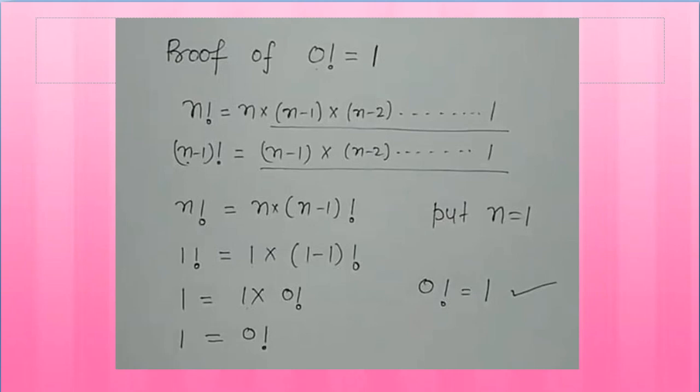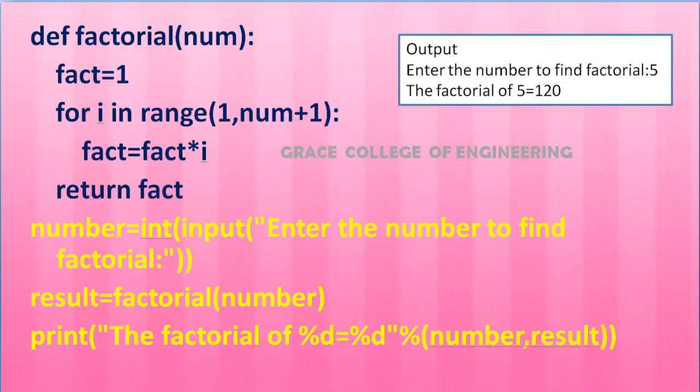Before that, see 0 factorial. If it is 0 factorial, its answer is 1. This is the explanation for that. N factorial, you all know the formula: n factorial is equal to n into n minus 1 factorial. So if it is 1 factorial, it means 1 into 1 minus 1, so 1 into 0 factorial, and the answer is 1. Okay, let's see the program.